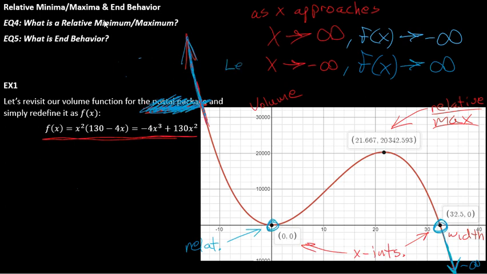So this would be our left end behavior, right? And this guy here would be our right end behavior. Okay, because that's us going to positive infinity, or right, and the left end is called left end because we're going to negative infinity, or to the left.